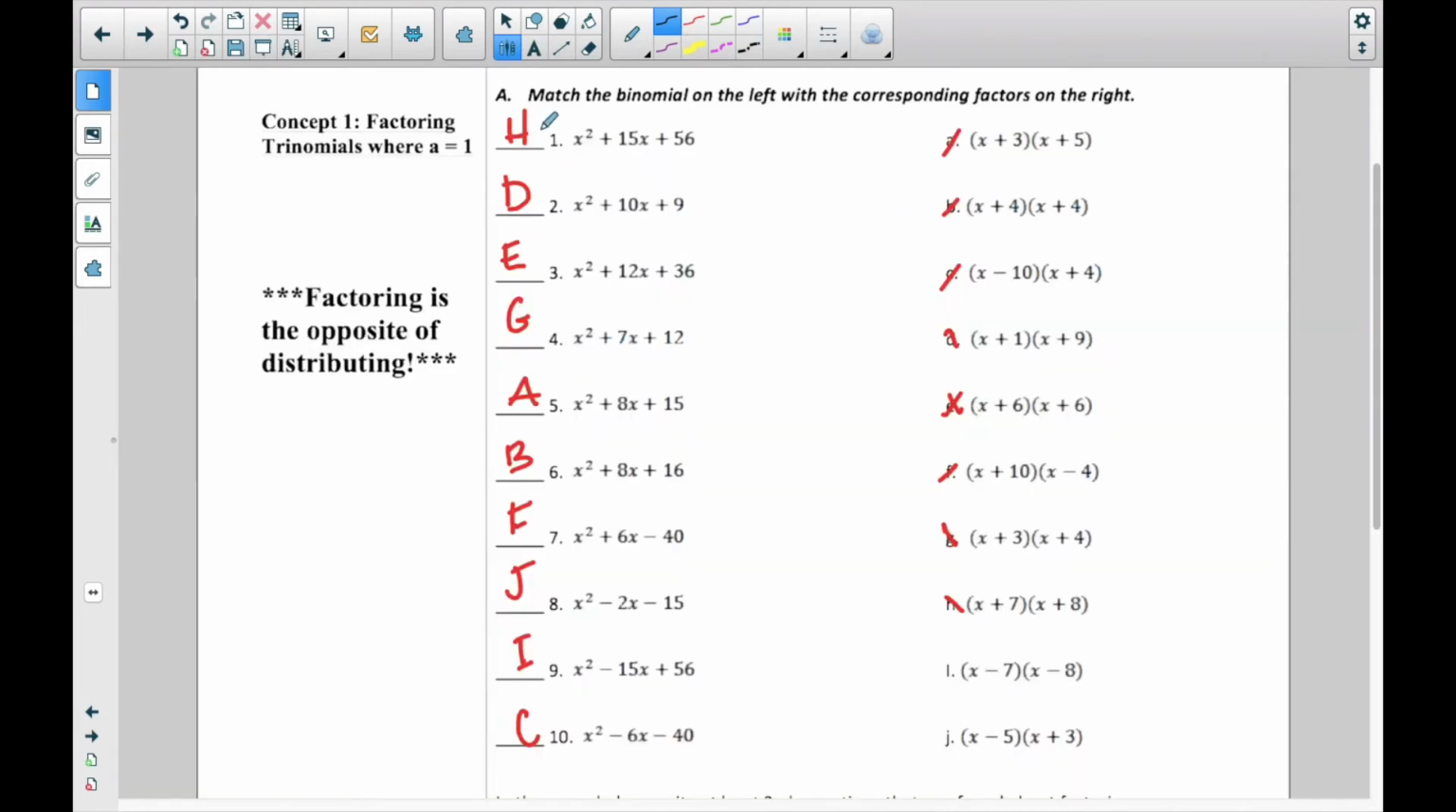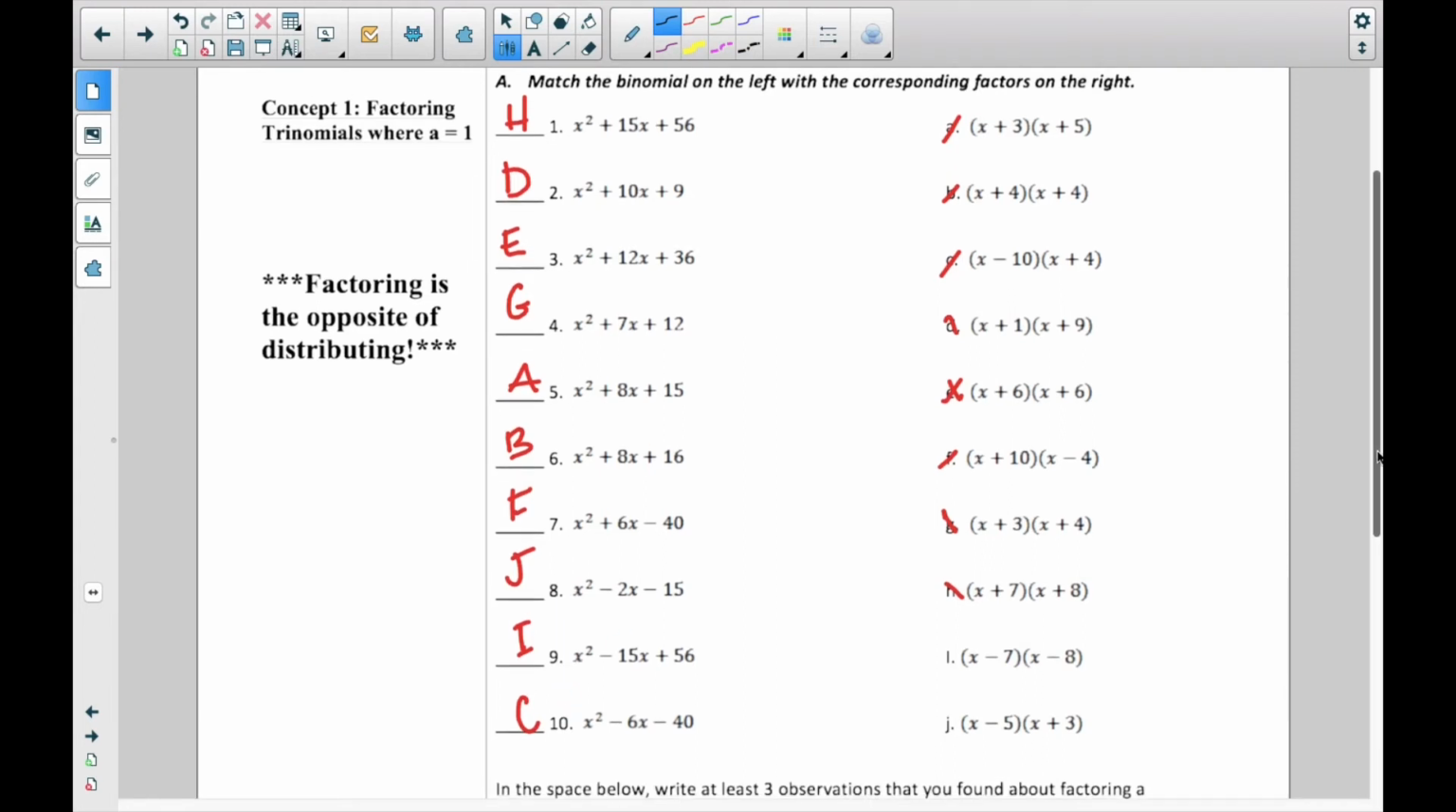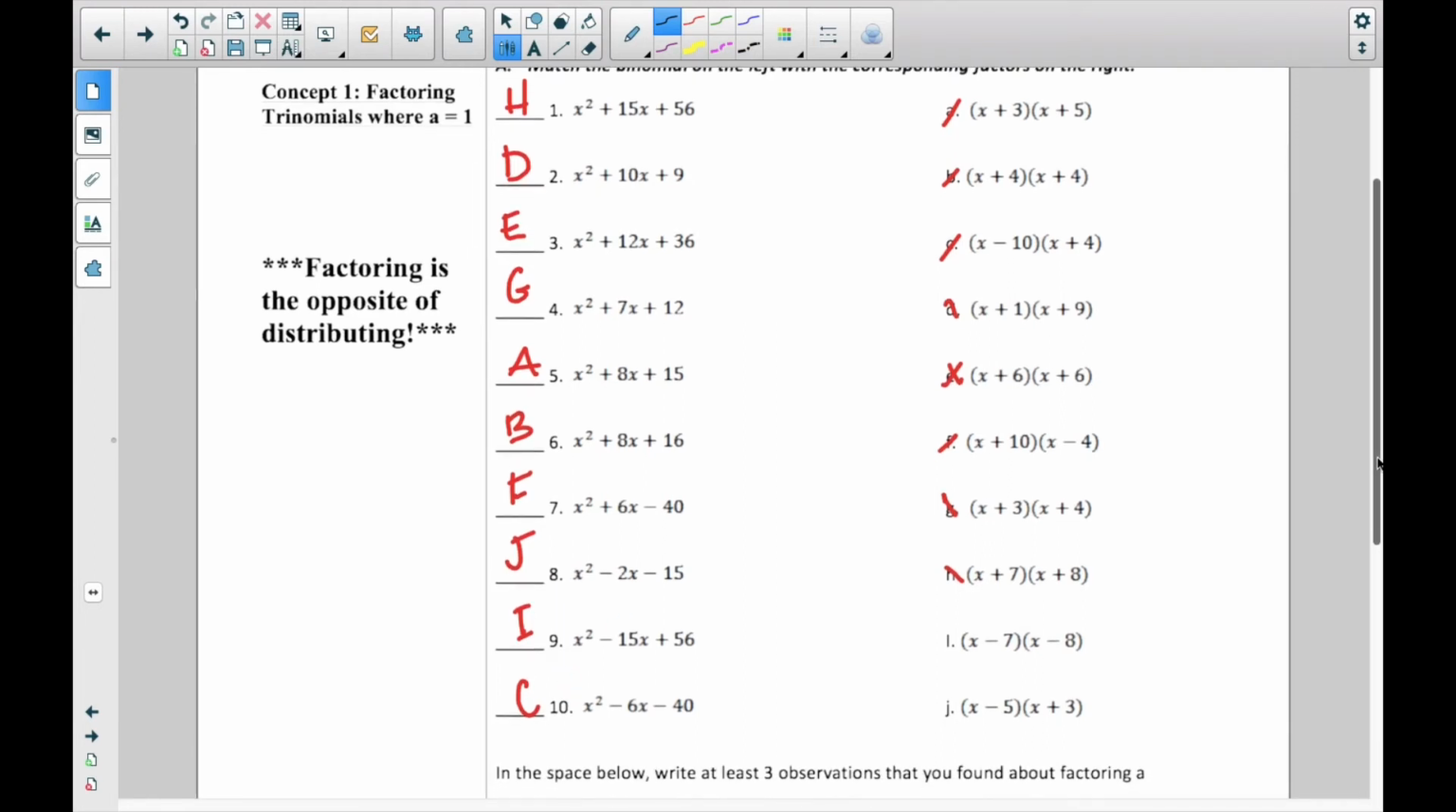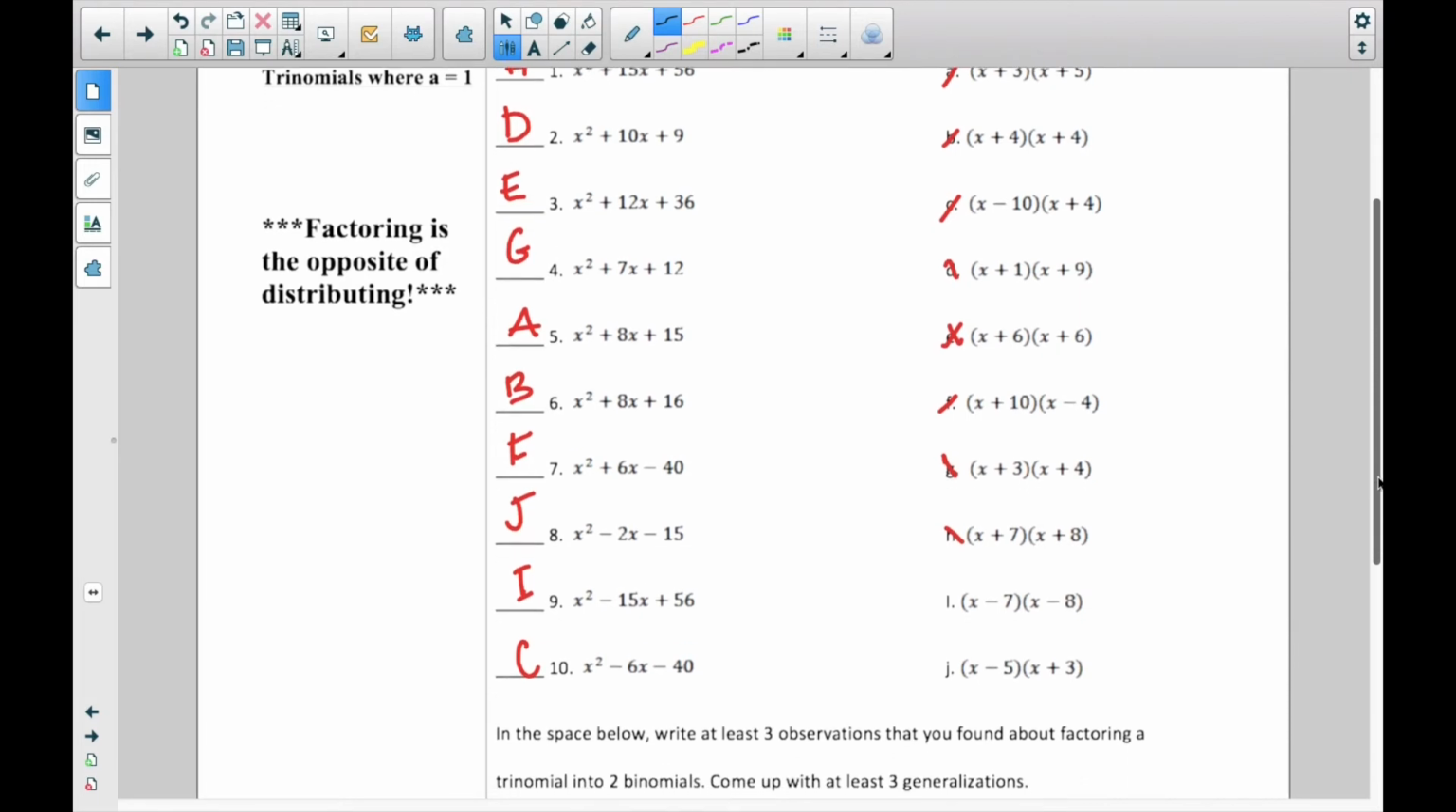Okay, here are the answers. Take a second to check your answers. Do you have the same thing that I have? In the next part, it asks you to write some observations that you found about factoring a trinomial.